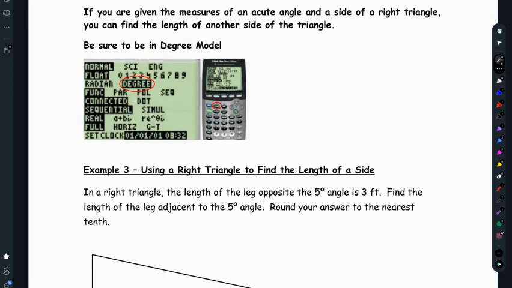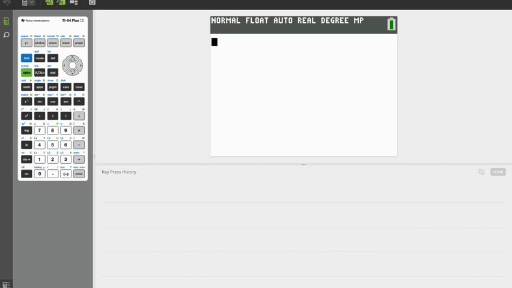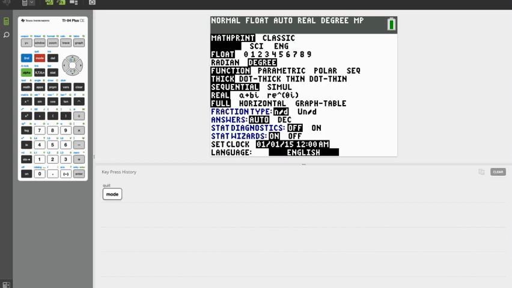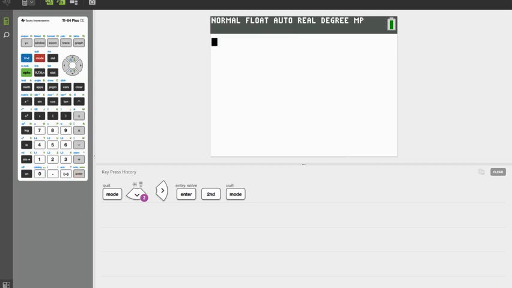If you could please go to your calculator. We're going to press the mode button, and we're going to make sure degree is highlighted. If it's not, you would just use the arrows to go over to it and hit enter. Once you're sure you're in degree mode, you can quit. Now, some calculators will show the mode at the top, so you can always look there as well.